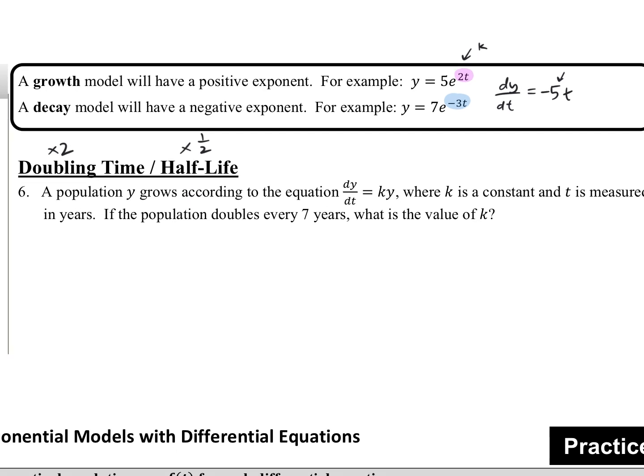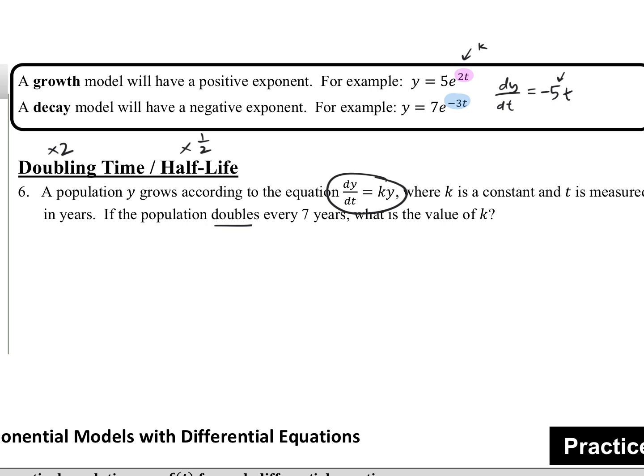So this example says a population Y grows according to this differential equation, where K is a constant and T is measured in years. If the population doubles every 7 years, what is the value of K? Well, in your science classes, a lot of the time you do use the notation Y naught. Maybe you haven't seen that before, but it's Y with a sub-zero. Or you could use a variable, whatever you want, but Y sub-zero stands for your initial condition, so that's what I'm going to use.